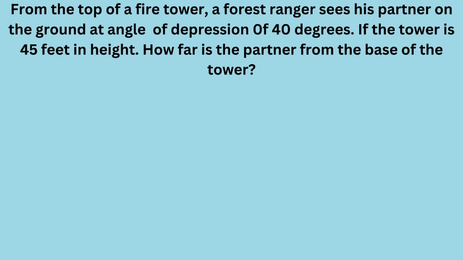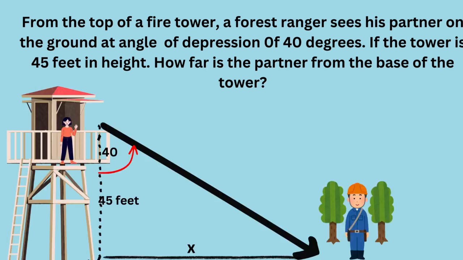Now let's have another example. From the top of a fire tower, a forest ranger sees his partner on the ground at an angle of depression of 40 degrees. If the tower is 45 feet in height, how far is the partner from the base of the tower? First, let's illustrate the given problem. We have the fire tower and the forest ranger, our angle of depression is 40 degrees, and our height is 45 feet. Now we will find how far the partner is from the base of the tower.